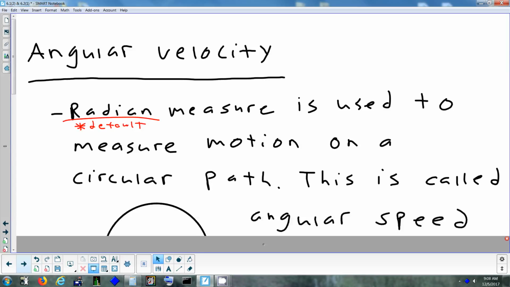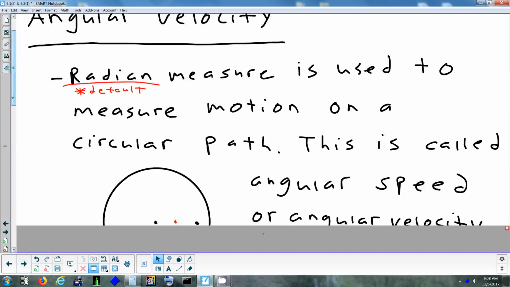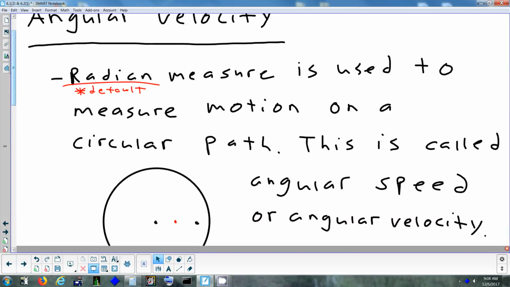But the speed of something spinning on a circular path, that's called angular speed or angular velocity. We're not really going to differentiate between speed and velocity in this class. So I want to first just look at this disk I have up here with 3 different points on it and see why we need this.